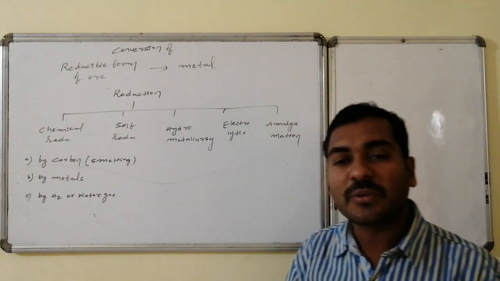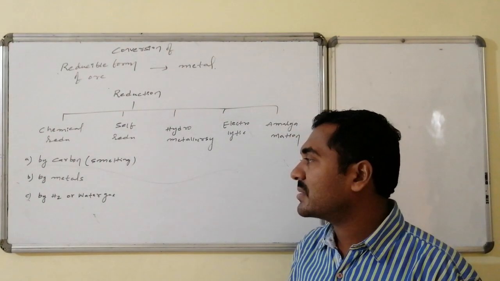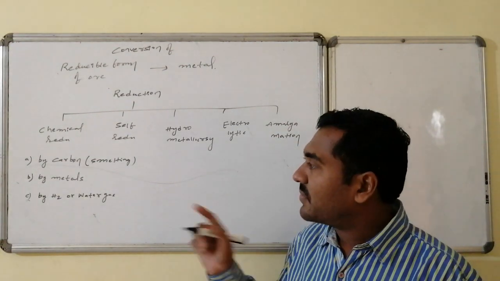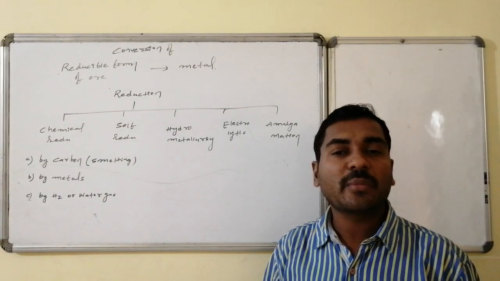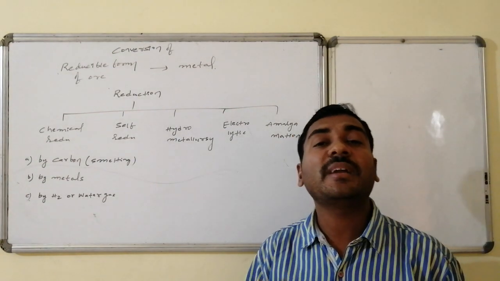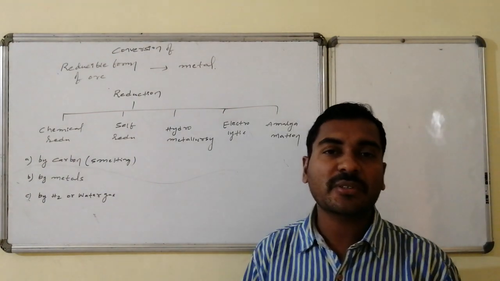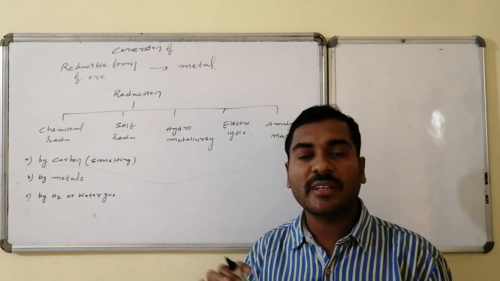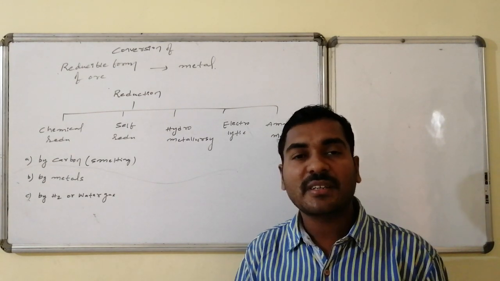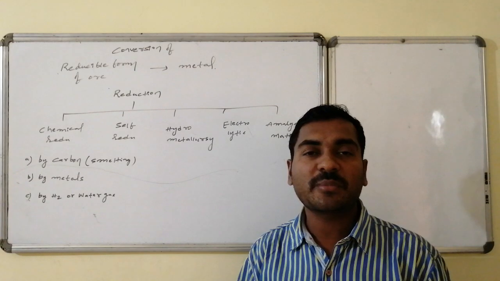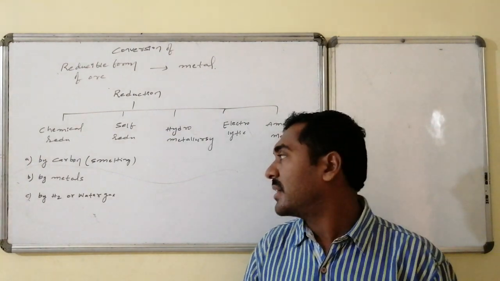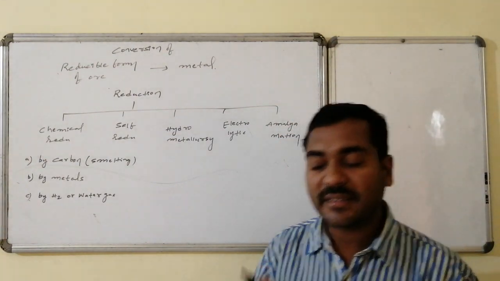Chemical reduction includes reduction by carbon and carbon compounds, second by metals, and third by hydrogen or water gas. The first one, reduction by carbon or carbon compounds, especially carbon monoxide or carbon dioxide, is known as the smelting process. Smelting is a reduction process where the reducible form of ore is converted to the metal. Here chemical reactions take place, in which carbon is generally used as the reducing agent, sometimes in association with carbon compounds like carbon monoxide and carbon dioxide, and this process is known as smelting.